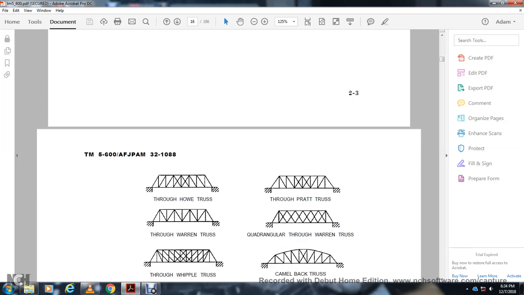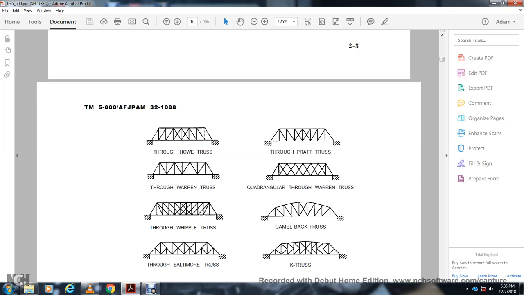Alright, this is the through Howe truss, through Pratt truss, which is double X in the middle, moving to the outside, through Warren truss, quadrilateral through Warren truss. That's X's through Whipple truss, Pettit and Camelback truss, through Baltimore truss and K truss.